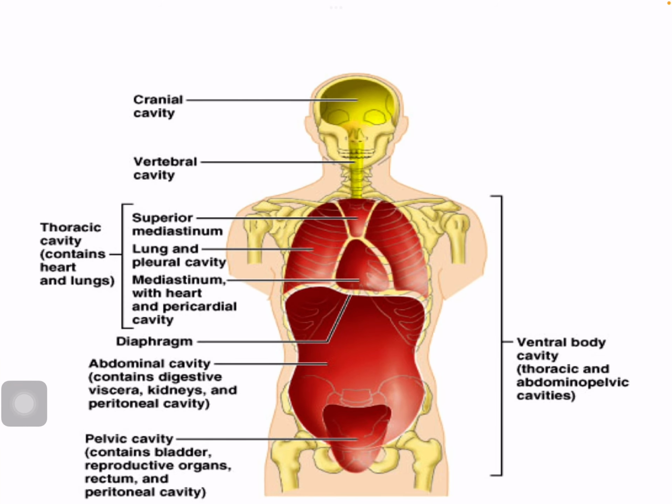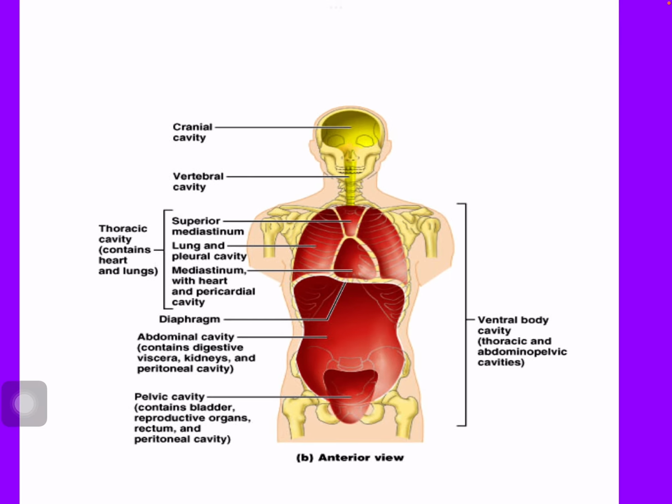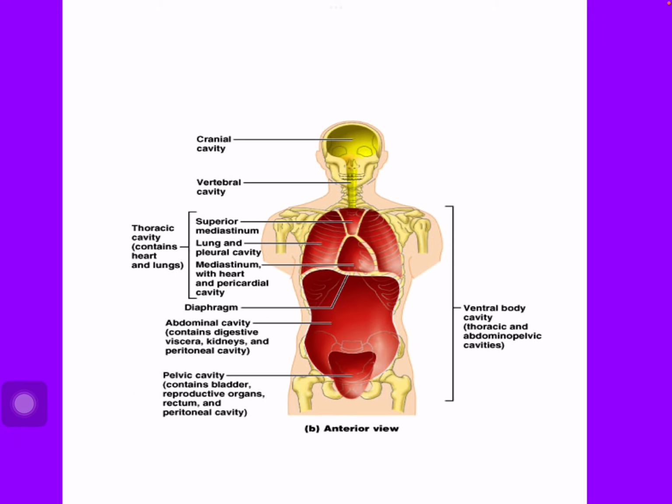Cranial cavity, vertebral cavity. What does the thoracic cavity contain? Superior mediastinum, lung and pleural cavity, mediastinum with heart, and also the diaphragm. The abdominal cavity, as we already discussed, contains digestive viscera, kidneys, and peritoneal cavity. What does the pelvic cavity contain? Bladder, reproductive organs, rectum, and peritoneal cavity.